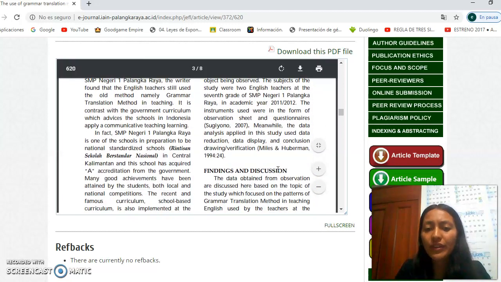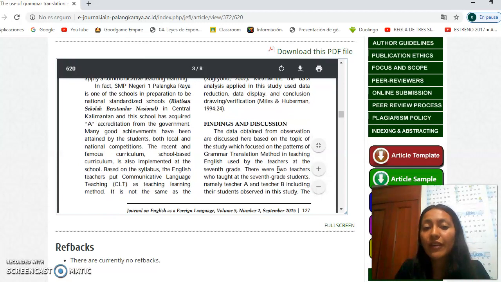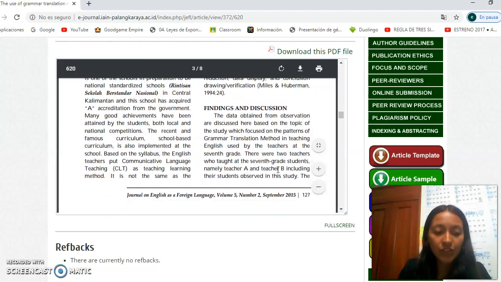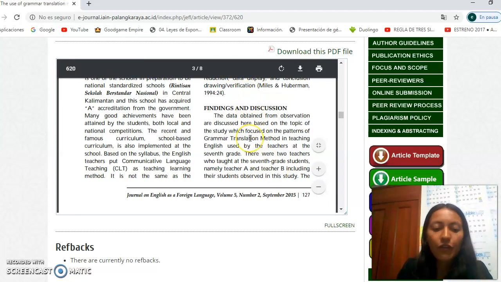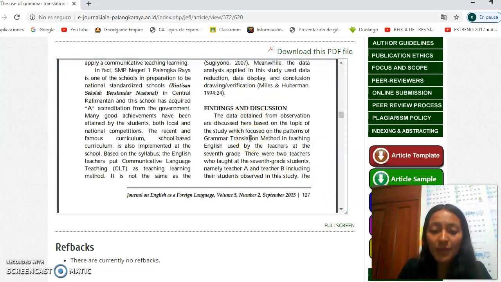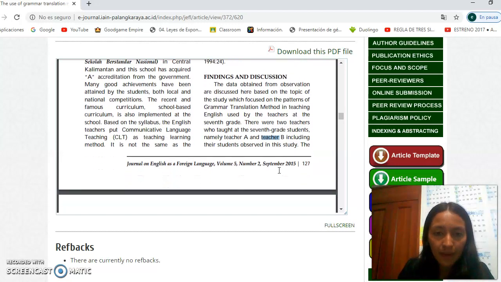He gives more detailed information that you can find here in findings and discussions. This is very important because it gives more information than you can find here in method. For example, that the research was based on the teaching performance of two teachers that he called teacher A and teacher B. And also the researcher said that the observations were done 3 times for each teacher.